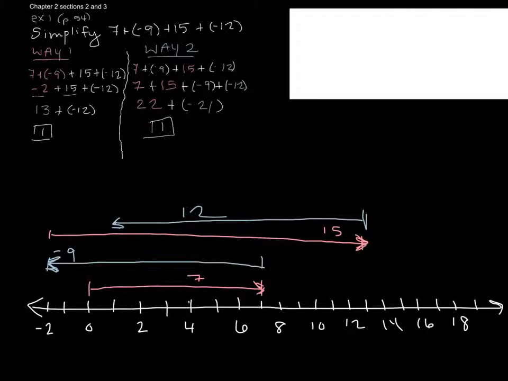So all of section 2 of this chapter is about using the number line to conceptualize what's going on with these kinds of simplification problems. I encourage you to spend some time thinking about this. It's really going to be helpful, especially when we move into absolute value and inequalities.